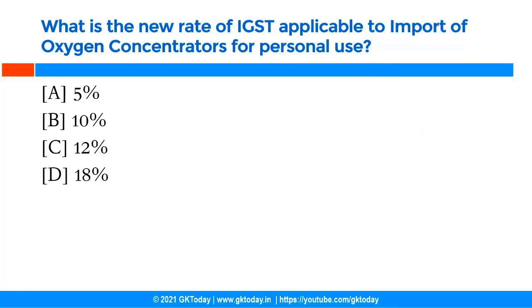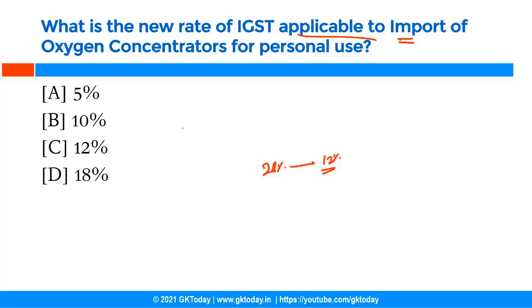Next question is, what is the new rate of IGST, that is Integrated Goods and Service Tax, applicable to the import of oxygen concentrators for personal use? So previously this rate was 28%. Now it has been reduced to 12%. Please note that this is applicable to the import. Import means when we are purchasing some product from some other country. Export means when we are sending some product from India to some other country. So this will be applicable to the import of oxygen concentrators for personal use.